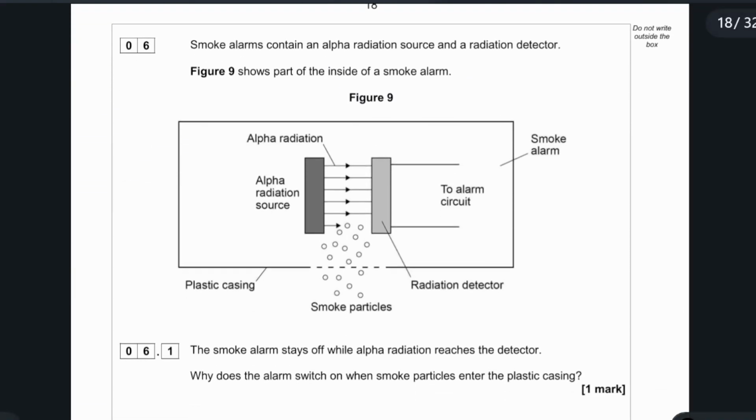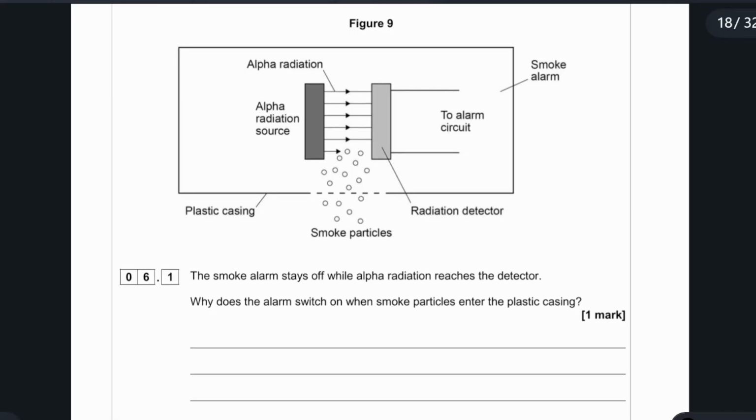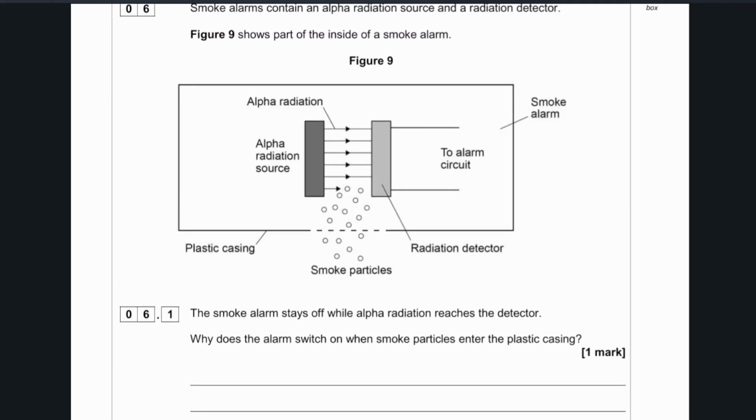Question 6 then, smoke alarms contain an alpha radiation source and a radiation detector. Figure 9 shows part of the inside of a smoke alarm, and the smoke alarm stays off while alpha radiation reaches the detector. Why does the alarm switch on when smoke particles enter the plastic casing?